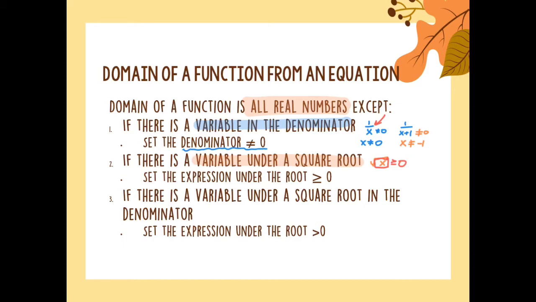So if there's a variable under a square root, I set whatever's underneath that root greater than or equal to 0 to get my domain. So this is an inequality. This example would be x is greater than or equal to 0.